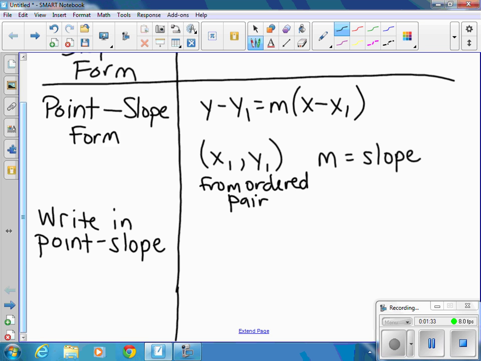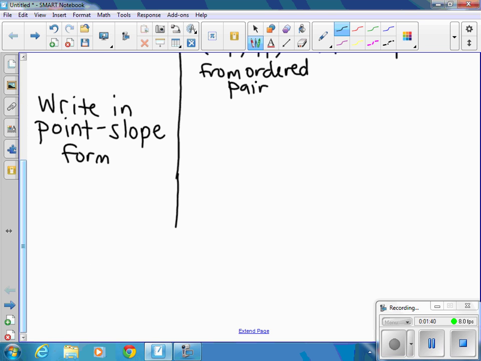But they're going to give you several different things to start with. They're not going to give you all the same thing. But once we get the information we need, the point and the slope, we can go through and get the formula filled in very quickly. I'm going to start with the easiest one, where I give you an actual point and the slope. Very basic, very straightforward.